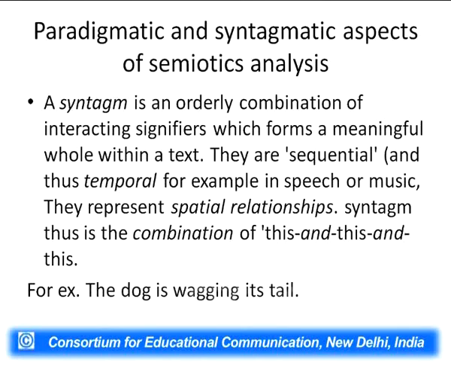that the dog could be replaced with the cat, it is replaceable with another noun. It could be buffalo, it could be lion, it could be a child, it could be anything. So we have a choice of replaceable segments, and the consideration of the choice of replaceable segments leads us to the discussion of paradigmatic aspects of semiotic analysis.